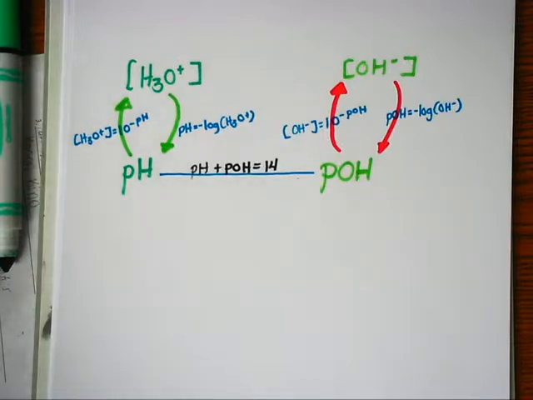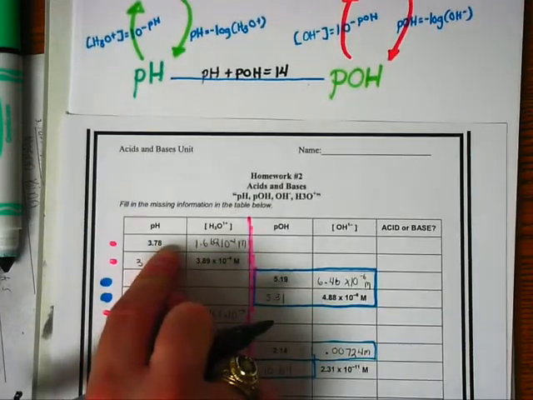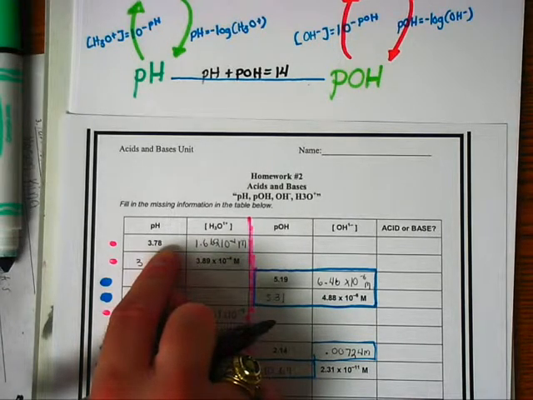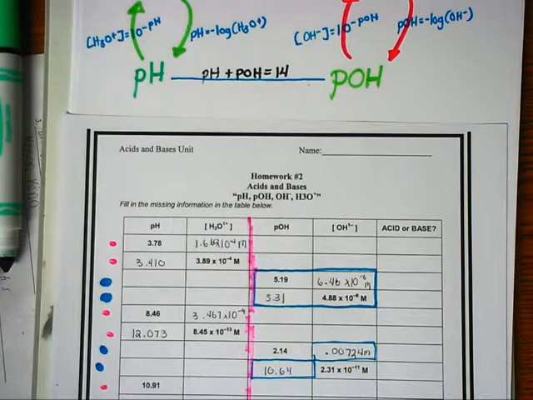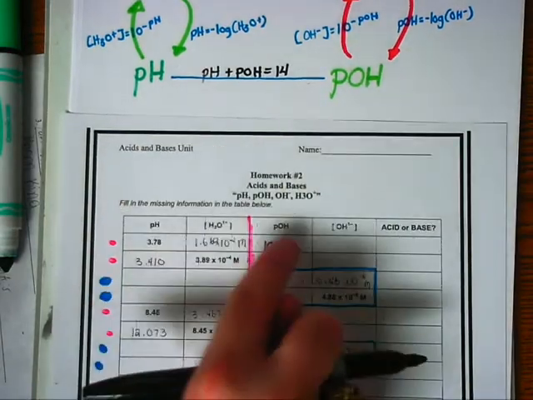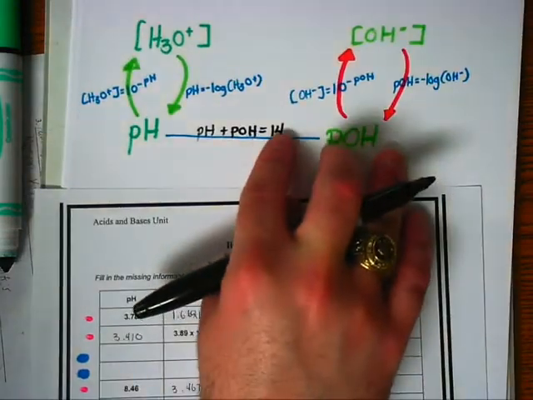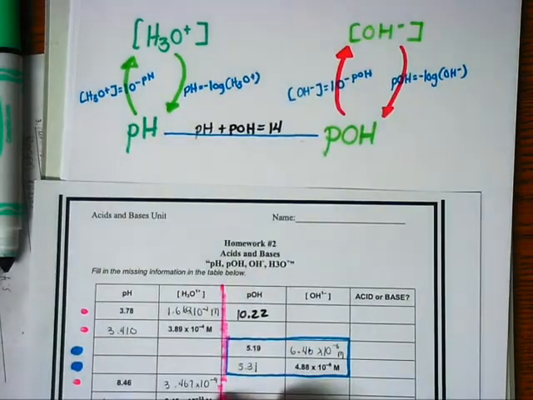pH plus pOH equals 14. Now with that in mind, let's go back up here. You see this pH? Let's go to the first dot, the first tip-top one. The pH was 3.78. Knowing this, what is the pOH? Careful. Read the formula again. The pOH should be 10.22, because I know that pH and pOH have to equal 14. So all I'm doing is 14 minus my pH to solve for pOH.